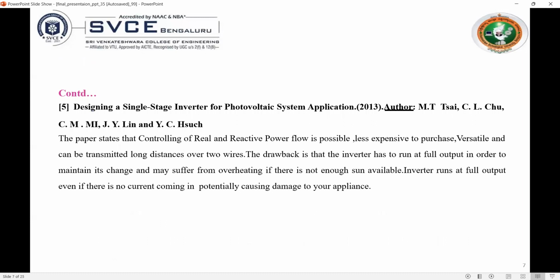Coming to the next paper, which is Design a Single Stage Inverter for Photovoltaic System Application, published in 2013. The paper states the controlling of real and reactive power flow is possible, it is less expensive to purchase, versatile, and can be transmitted long distance over two wires. The drawbacks are that the inverter has to run at full output in order to maintain its charge and may suffer from overheating. If there is not enough sun available, the inverter runs at full output even if there is no current coming in, potentially causing damage to the appliances.